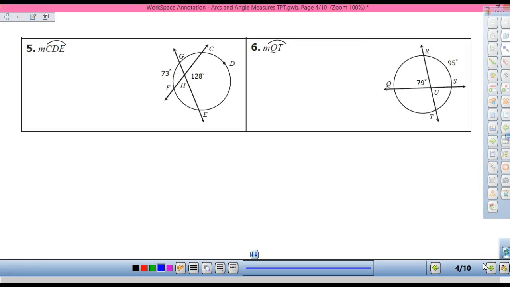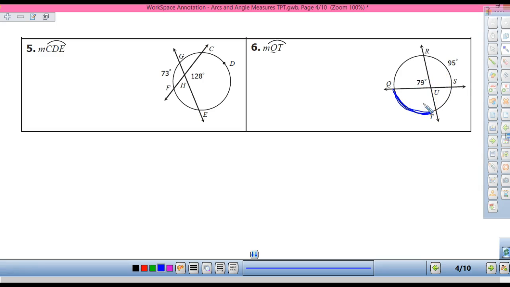All right, so they want CDE. So we would do this one the same way. Okay, let's look at number 6. They want QT. Somebody tell me how we're going to find that. Do we have enough information to set it up right now, or do we need to find some other stuff? We need to find this one, or this one, either one, because they're going to be the same.